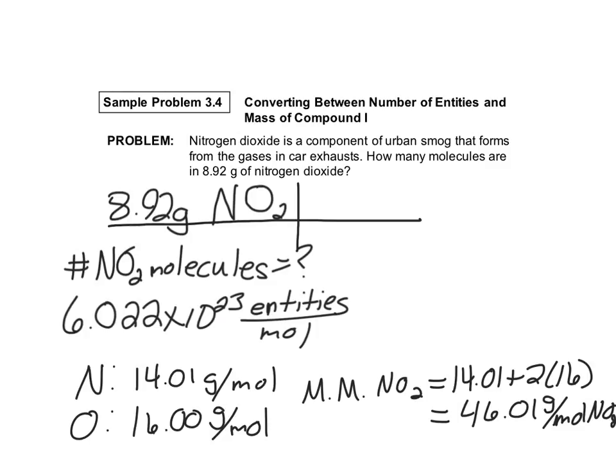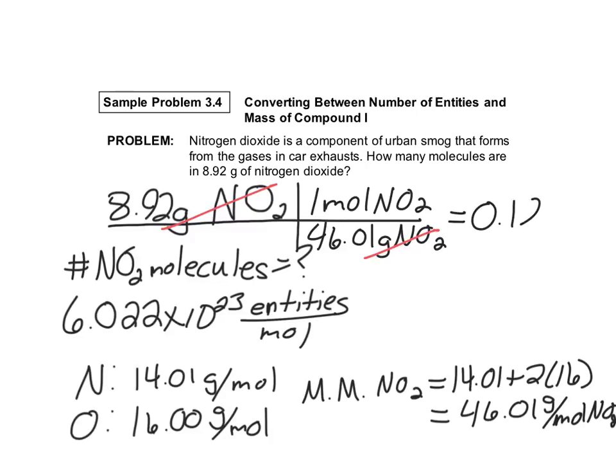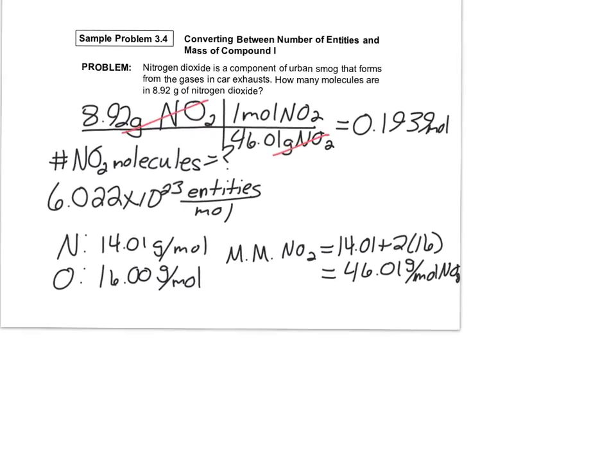So I'm going to use that as my conversion factor. So I have grams in the top of my T, so I need grams in the bottom. And so we just calculated it, right? It's 46.01 grams of NO2 and 1 mole of NO2. Let's check our units here. We've got grams divided by grams. I'm going to be left in moles. And let's see what I get here. 8.92 divided by 46.01 equals, I got 0.1939 moles of NO2.